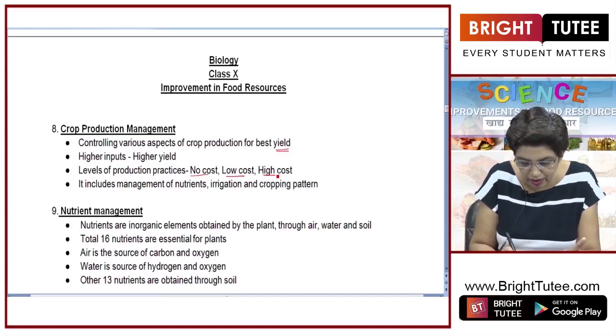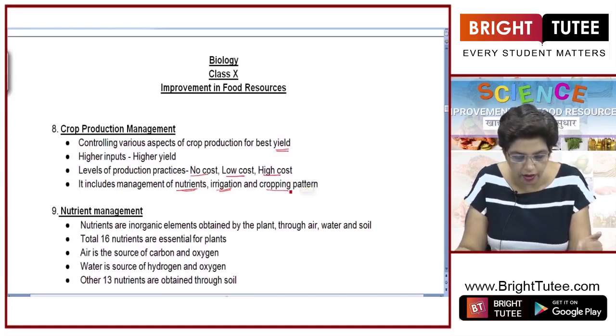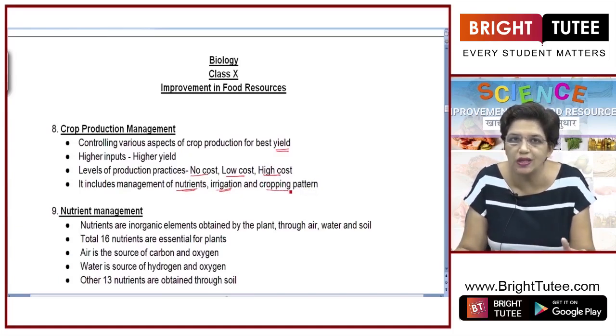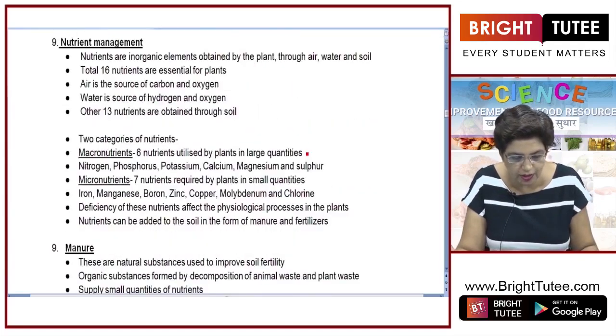So it includes three things. First is nutrient requirement, next irrigation, and third cropping pattern. Under crop production management, we will discuss all these three factors in detail. So first is nutrient management.